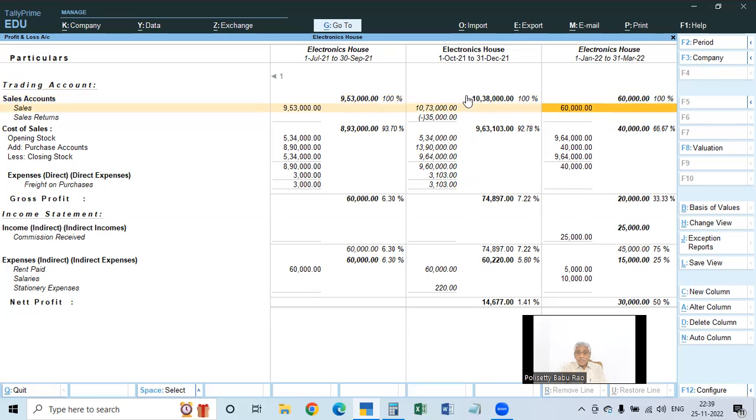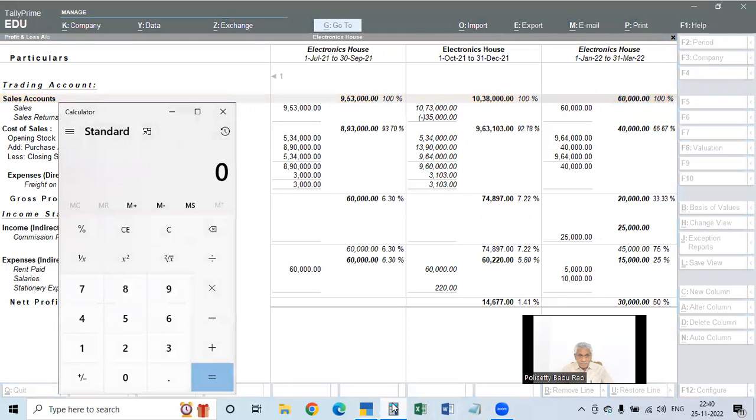You see here, October, the profit is... one minute. See here, for the October to December quarter, what is the amount? See, 14,677 is the net profit for that quarter. For the last quarter, it is 30,000. Add the total.